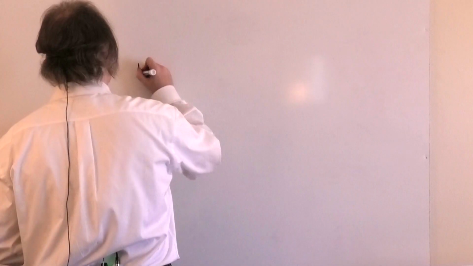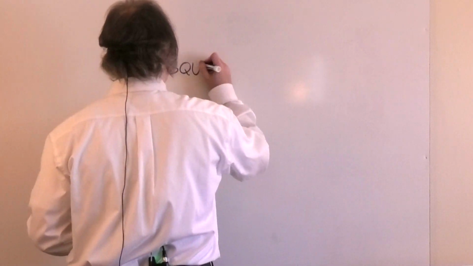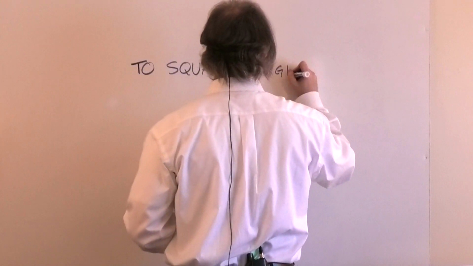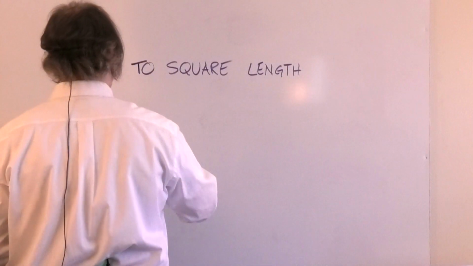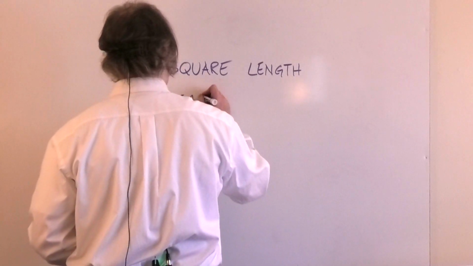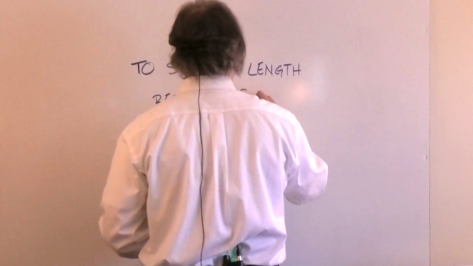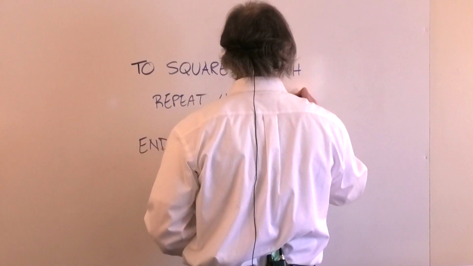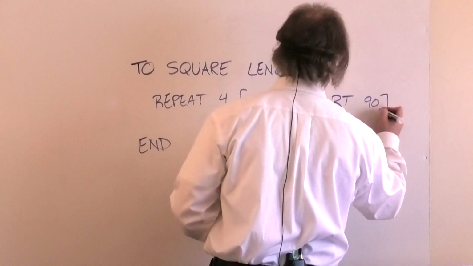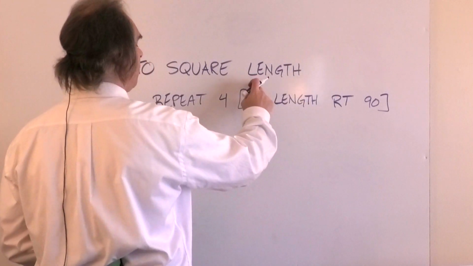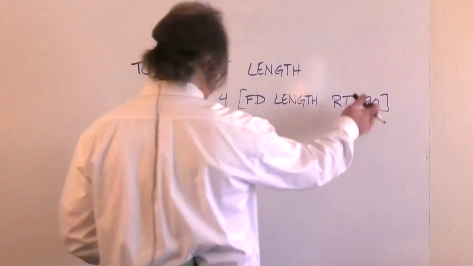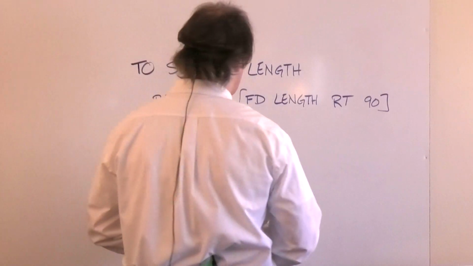But if we say to square length, and we add a parameter there, and then we do repeat 4 forward length right 90. Now I've added a variable here, and when you have a variable that's applied to a function, it's called an argument. And once you give it the number, that's a parameter. Argument, parameter, variable, constant, they're all the same thing.